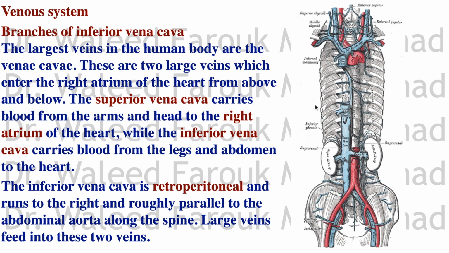The inferior vena cava is retroperitoneal and runs slightly to the right, after being behind the liver to receive the hepatic veins, and it's roughly parallel to the abdominal aorta along the spine, draining large veins into them as they go up. Here you can see the renal veins, for example. By the way, the inferior vena cava is formed by the union of the right and left common iliac veins approximately at the level of L5.